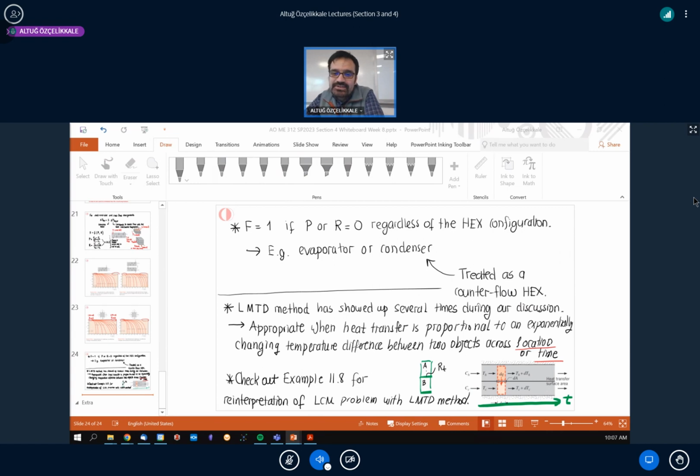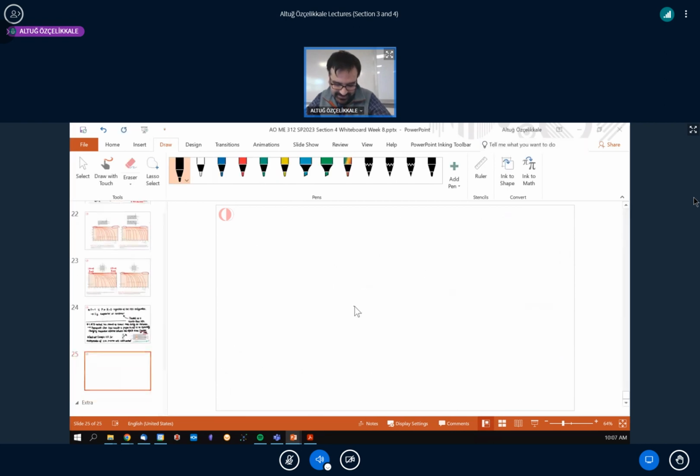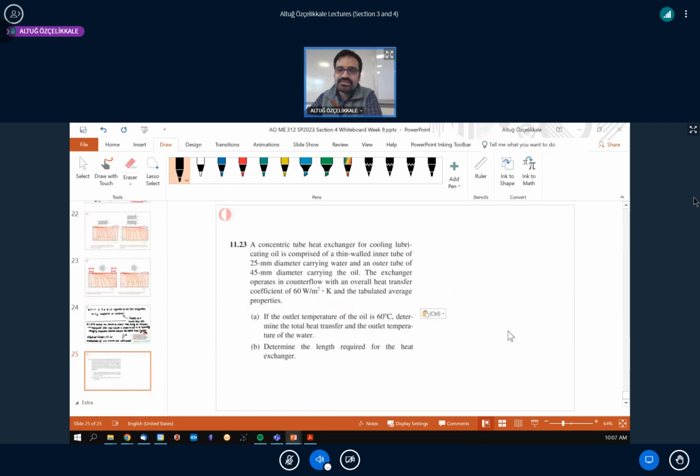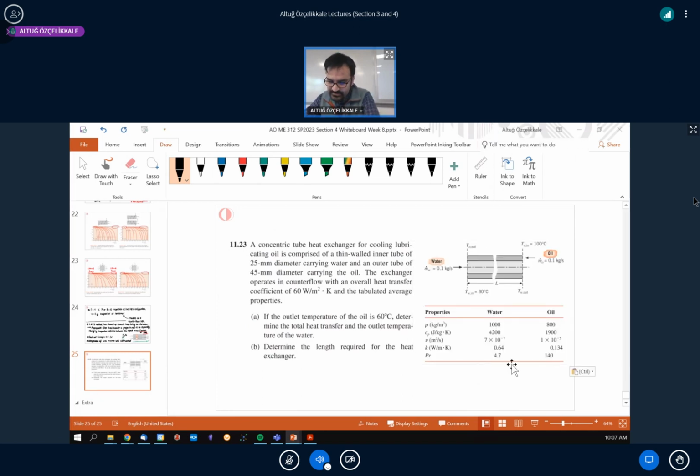Okay, let's solve not a personal example problem. This is not personal. Okay, so this is problem 11.28, 23. And it is talking about the concentric heat exchanger. There's a figure associated with that, and your textbook courteously provided us with the properties associated with the fluids.